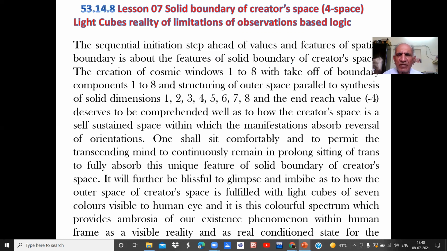It will further be blissful to glimpse and imbibe how the outer space of creator space is fulfilled with the light cubes of 7 colors visible to human eye. And it is this colorful spectrum which provides ambrosia of our existence phenomenon within human frame as a visible reality and as a real conditioned state for our existence phenomenon.